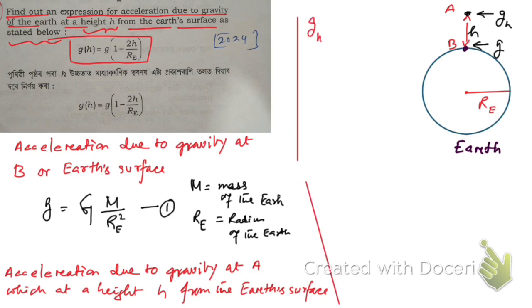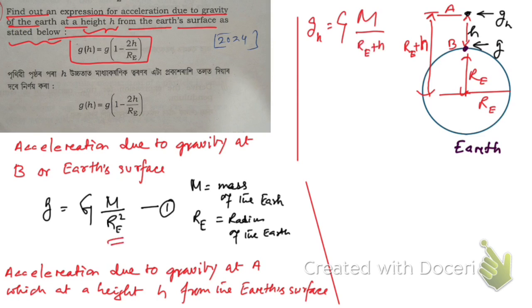gh will be given by capital G, capital M. Now the distance from the center to this point A is, sorry, here it will be RE plus H, where RE is the radius of the earth. Okay, so hope you have understood this. Now you see, here instead of RE we're gonna write RE plus H whole square, right? Okay, we're gonna write that.